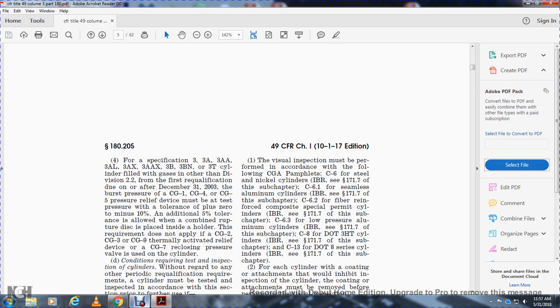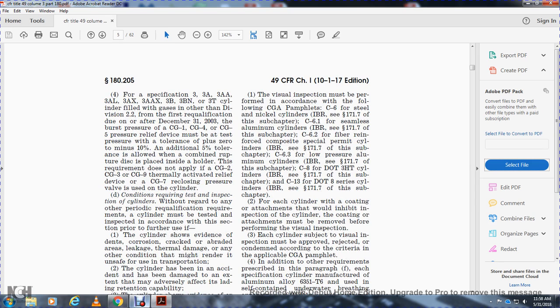For specification 3, 3A, 3AA, 3AL, 3AX, 3B, 3BN, and 3T cylinders filled with Division 2.2 gas, with the first requalification due by December 31st, 2003, the burst pressure CG-1, CG-4, CG-5 pressure relief device must be at test pressure with a tolerance of plus 0 and minus 10 percent, with an additional 5 percent tolerance allowed when combined with the rupture disc displayed inside the holder. This requirement does not apply to CG-2, CG-3, and CG-9 thermally activated relief devices or CG-7 reclosing pressure valves.